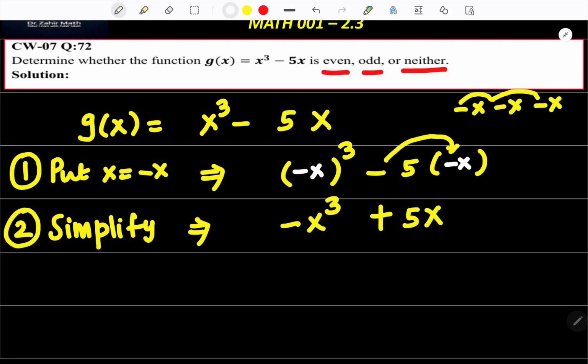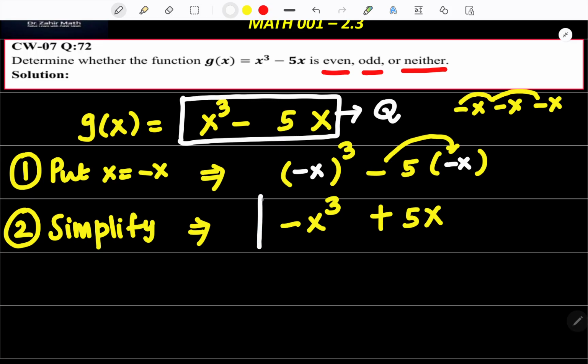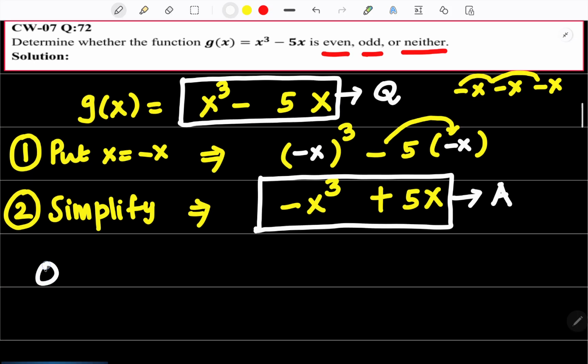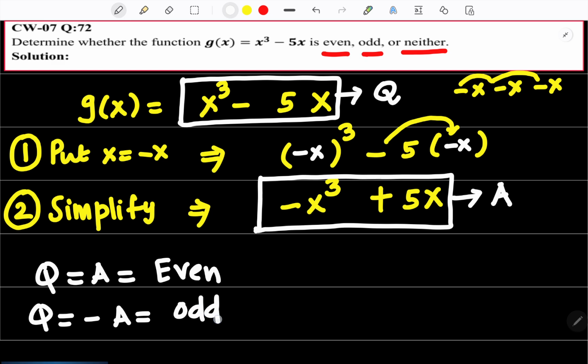Right. So this is your question. This is what? Your question. What is this one? Answer. What is this one? Answer. So if the question is equal to the answer, what? Even function. If the question is equal to minus answer, it is an odd function.